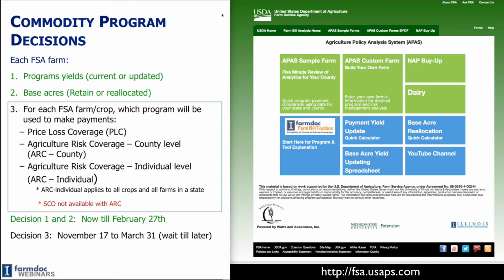Those decisions will be made by February 27th, so we're looking at a shorter time frame there. They are actually the decisions of the landowner, and probably should be getting on those and getting those decisions made.